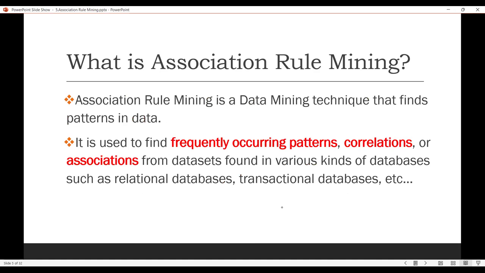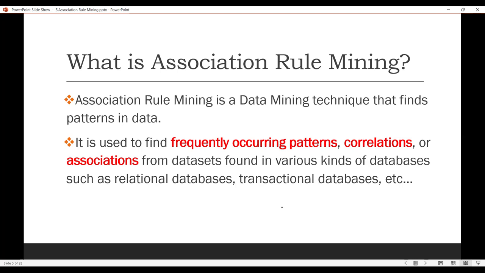What is association rule mining? Association rule mining is a data mining technique, one of the techniques for mining hidden patterns. That is what we call association rule mining. It is used to find frequently occurring patterns.